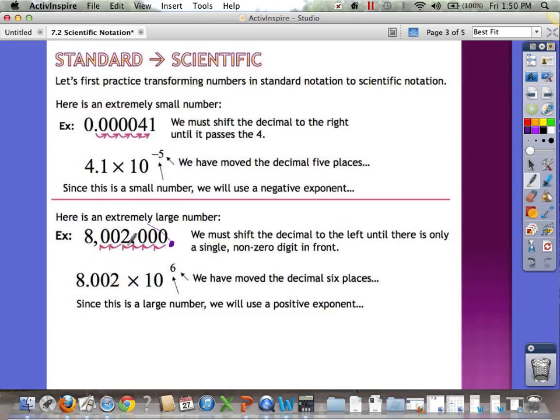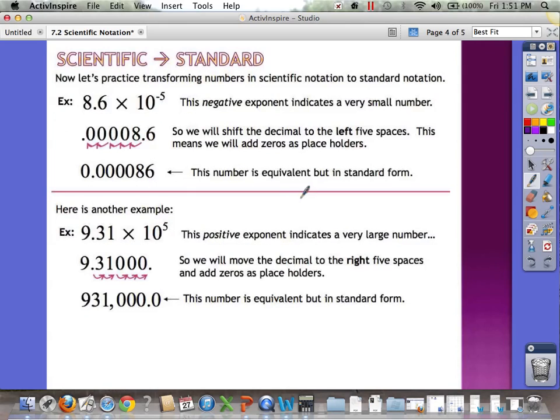So when we move it all the way over to the 8, it's going to be 8.002. You cannot cut off numbers other than 0. You have to go until you get to a point where there's nothing but zeros left, and then you can cut those off. So it's 8.002 times 10, that's always going to be the base, to the 6th power, because we went 6 places this way, and it's a large number, so it has to be a positive exponent.